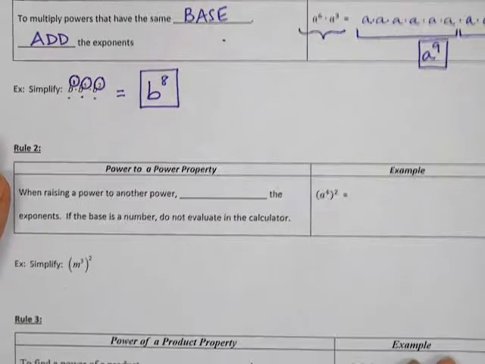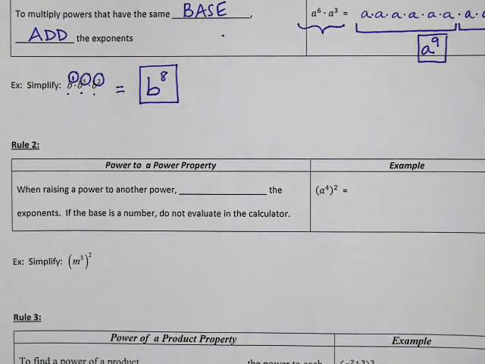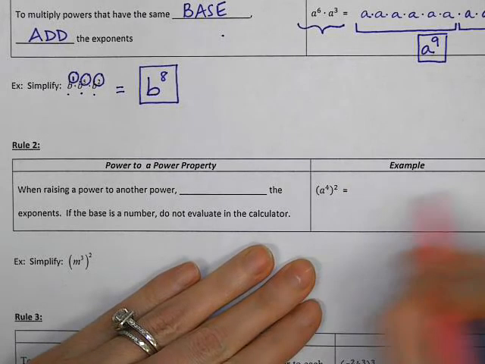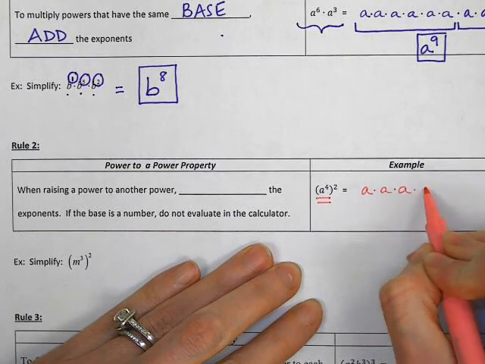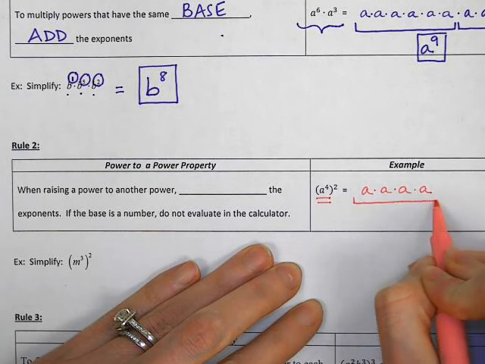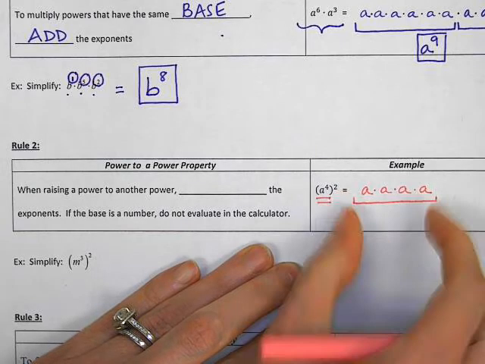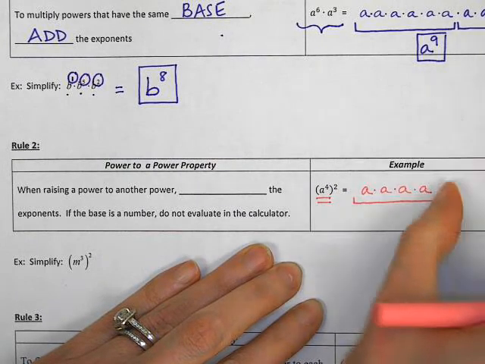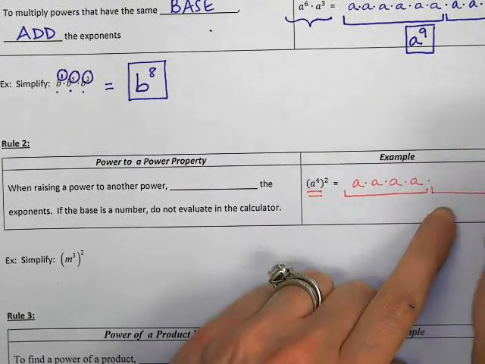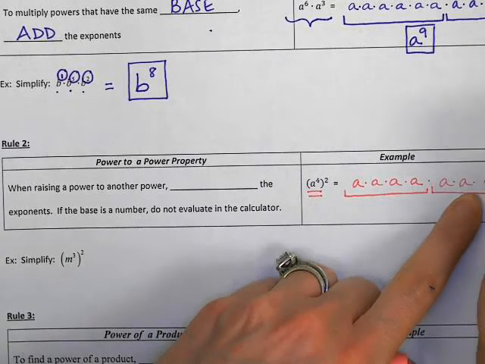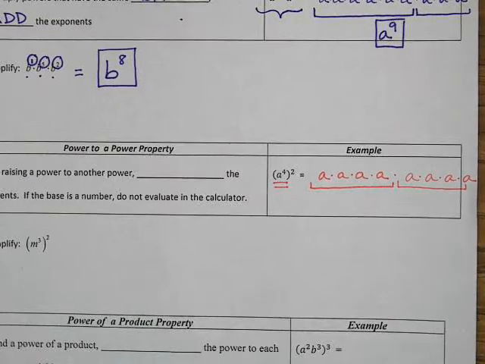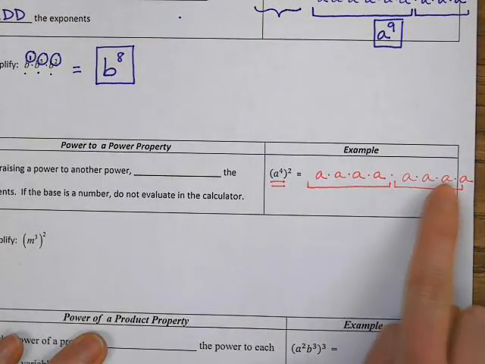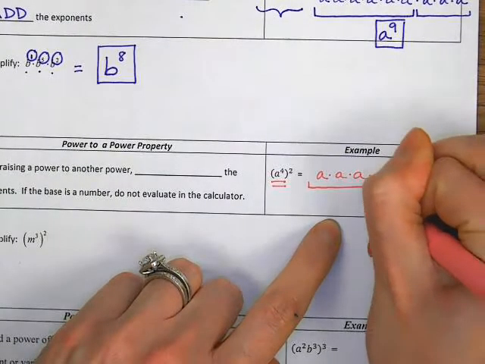All right, on to rule 2. Now rule 2 says, what if you have a to the 4th power squared? So here's what that means visually. A to the 4th would mean a times a times a times a, 4 times. But then if you're squaring it, you're repeating those 4 a's again. So we got another set of 4 a's. A times a times a times a. How many a's do you guys now have total? 1, 2, 3, 4, 5, 6, 7, 8. So this answer is a to the 8th.